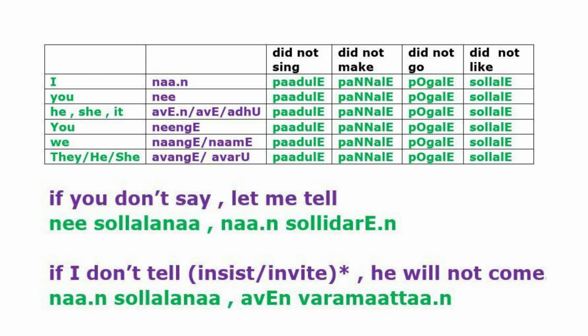If I don't tell, he will not come, which means na sollalana. If I don't say, here it means if I don't invite or if I don't take the effort to convey to him, that's the meaning. Na sollalana avan varamata, he will not come.